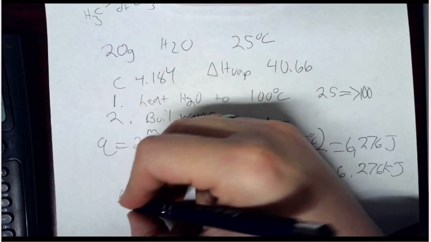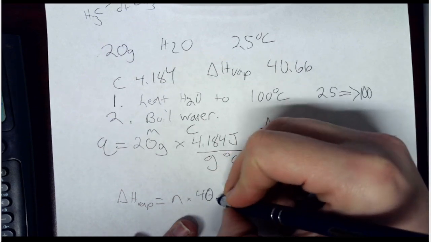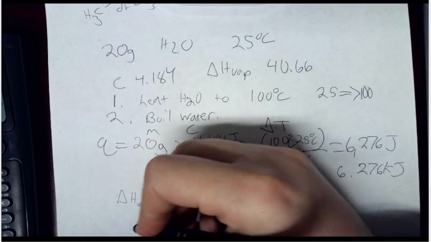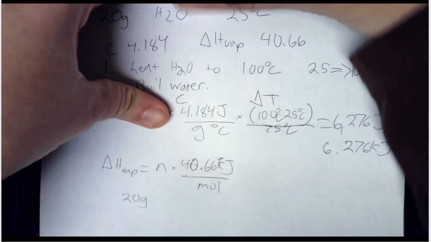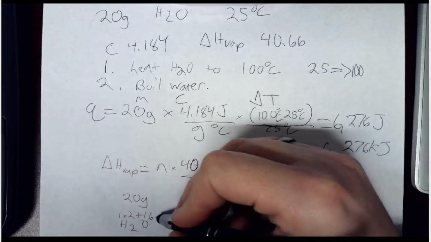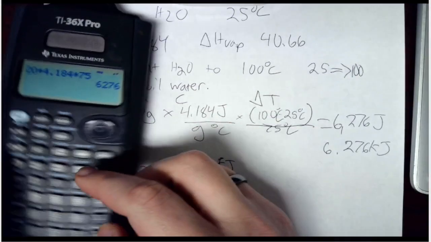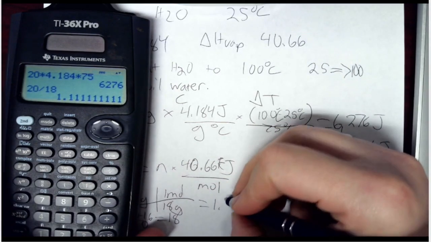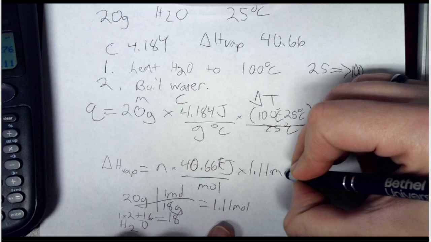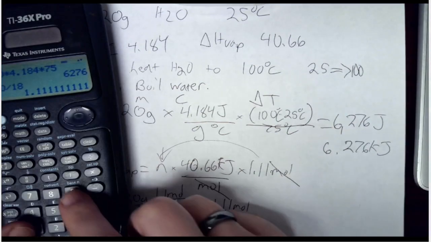Now, part 2, our enthalpy of vaporization is going to be the moles times our energy, 40.66 kilojoules per mole. Well, how many moles are in 20 grams of water, H2O? 1 times 2 plus 16. And where do I get these numbers? As always, the periodic table. That's 18 grams per 1 mole. So 20 divided by 18 is 1.11 moles. There's our n, and that's going to cancel moles and give me just units of kilojoules.